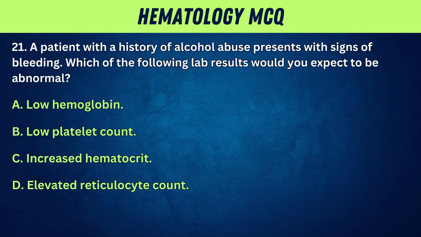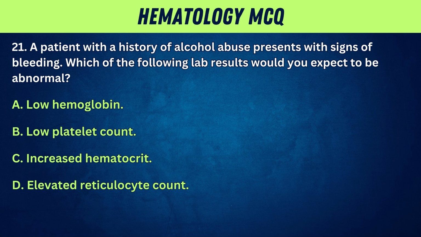21. A patient with a history of alcohol abuse presents with signs of bleeding. Which of the following lab results would you expect to be abnormal? A. Low hemoglobin. B. Low platelet count. C. Increased hematocrit. D.